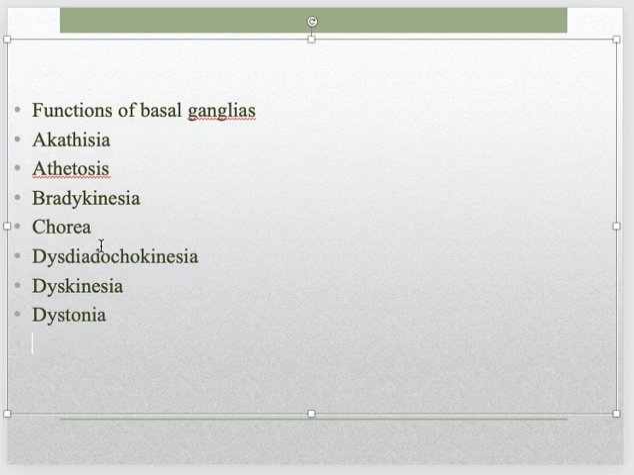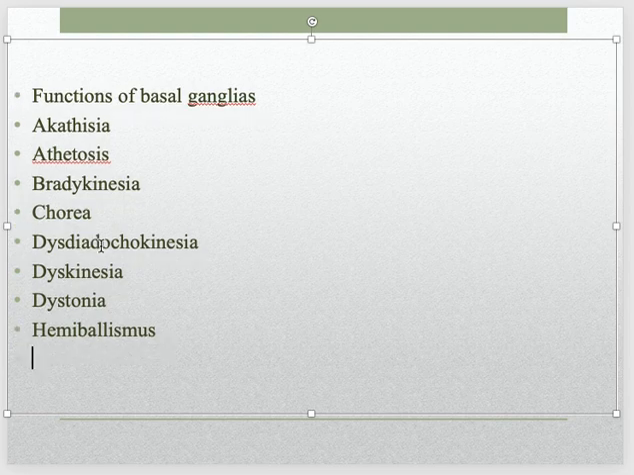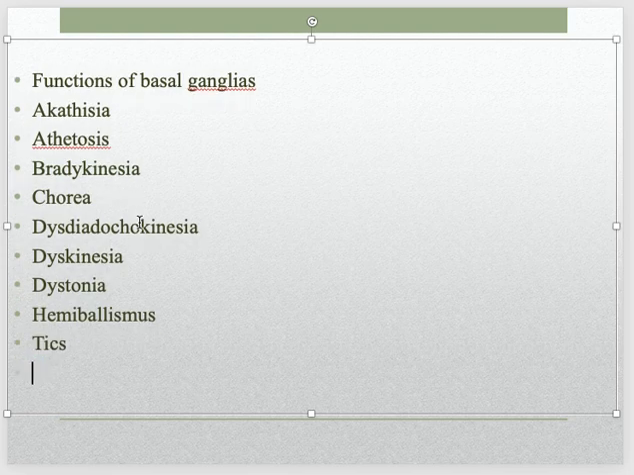Okay, a very important one which you must see is hemiballismus. Hemiballismus is unilateral flinging type of movements. Same like bradykinesia, there is tachykinesia, that is acceleration of movements. Then there are tics. Tics are brief repetitive actions which people do due to an inner urge.